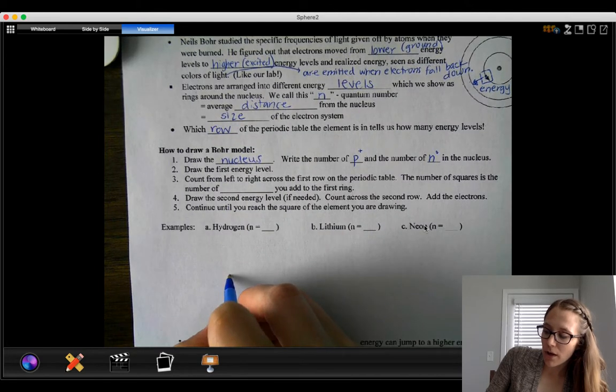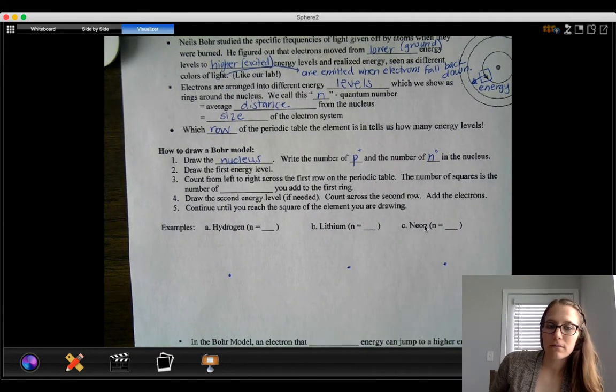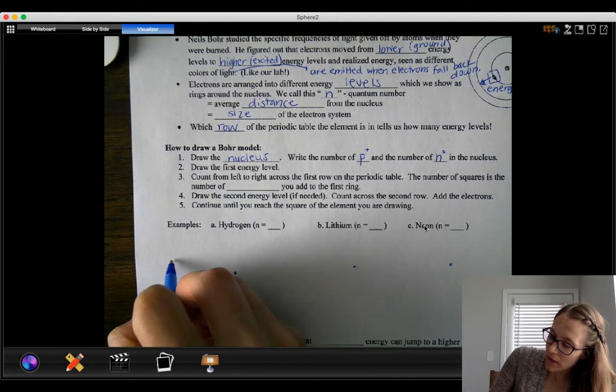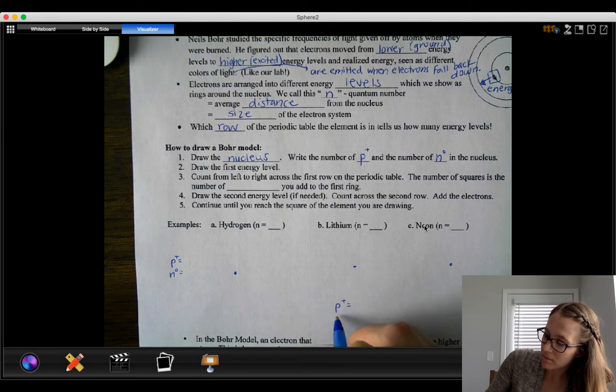So I'm just going to go ahead for each of these. Here's my nucleus, just a dot in the center. And then I'm just going to write down somewhere over here how many protons and how many neutrons. I'll do that at the bottom for these ones.